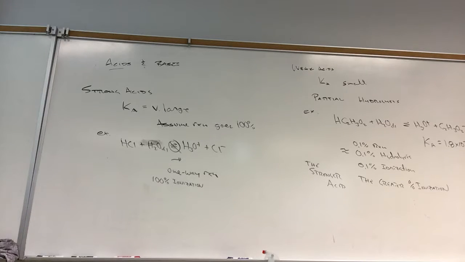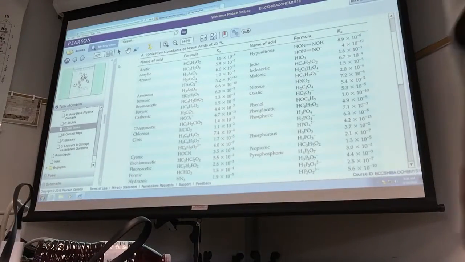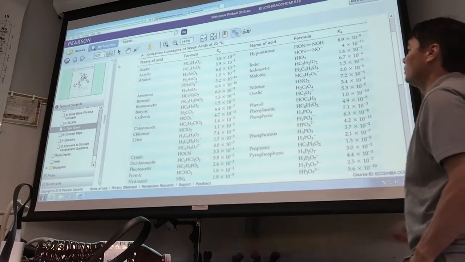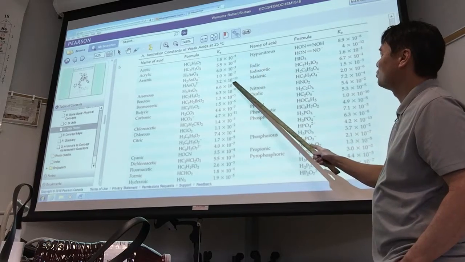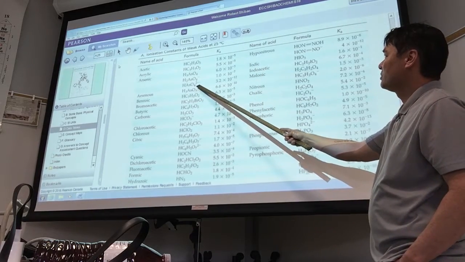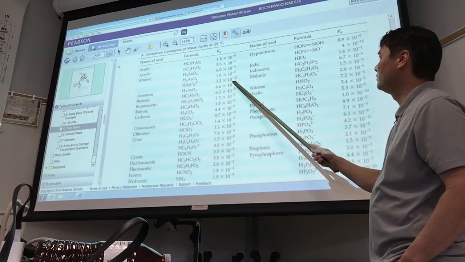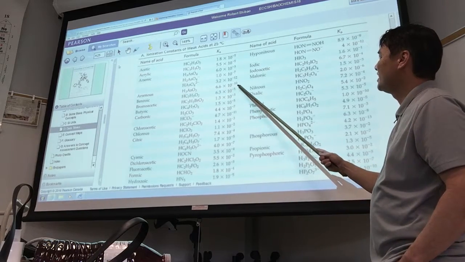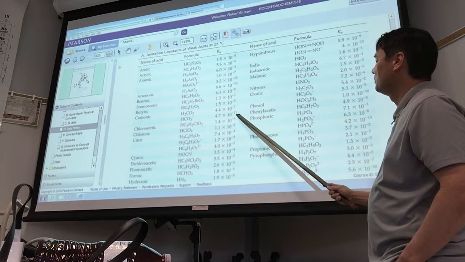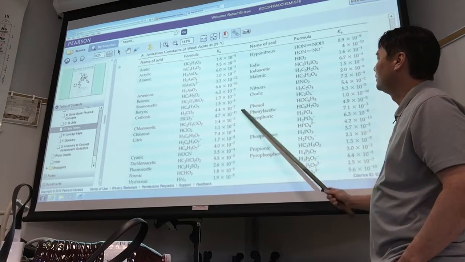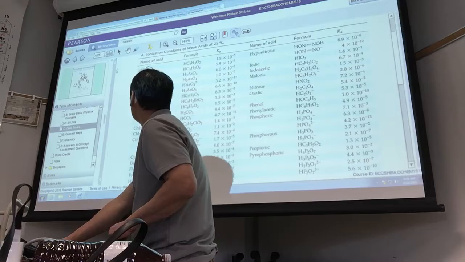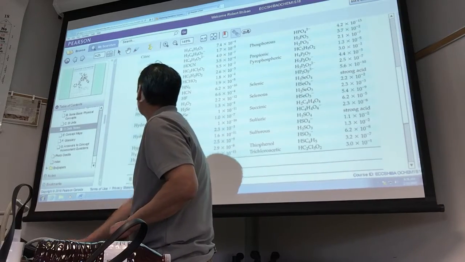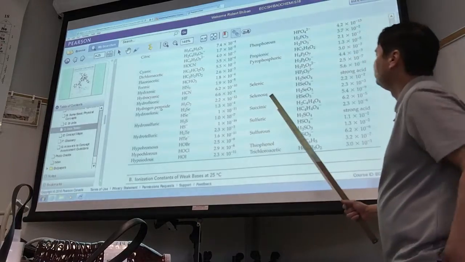All right, so let's take a look at some of the Kas. This is from Appendix D. So here we see acetic acid is 1.8 times 10 to the minus 5. It's a weak acid. But 10 to the minus 12, for monohydrogen arsenate, is very weak. 10 to the minus 10, 10 to the minus 11, 10 to the minus 3. So what's the biggest one that we see? 10 to the minus 2. Yeah, probably minus 2.